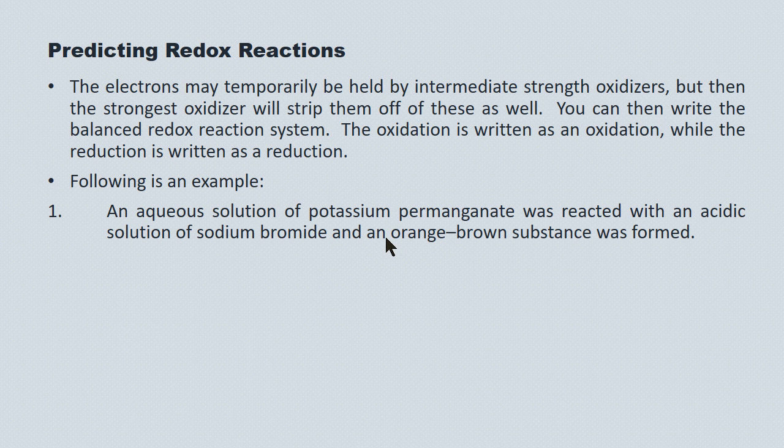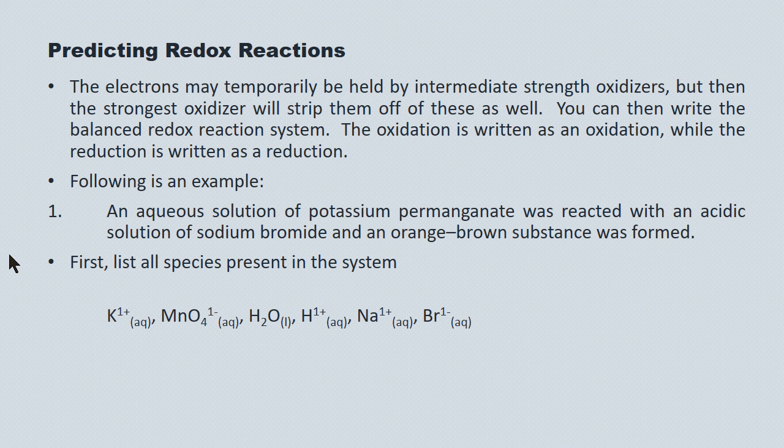So here's an example. We have aqueous potassium permanganate reacting with an acidic solution of sodium bromide, and an orange-brown substance is produced. This orange-brown substance, this is characteristic of liquid bromine, so let's see what the reaction looks like.